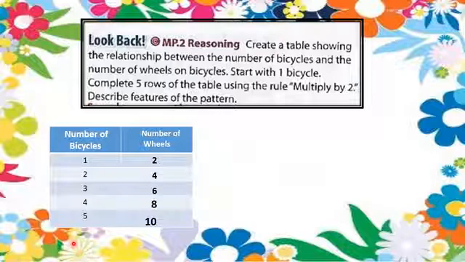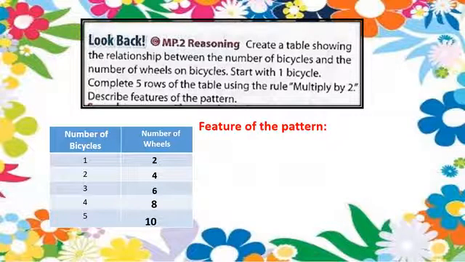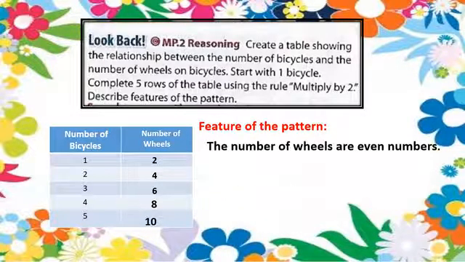So what is the feature of the pattern? What can you say about the number of wheels? 2, 4, 6, 8, and 10. So we have here the feature of the pattern: the number of wheels are even numbers.